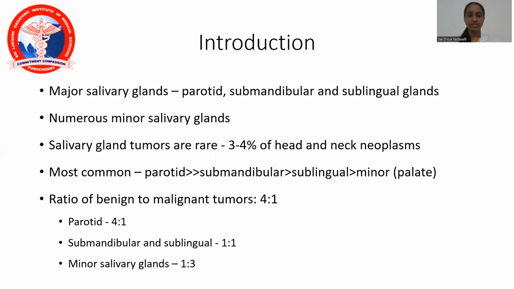Coming to the salivary gland tumor incidence, the most common region to see tumors is the parotid gland, followed by the submandibular, sublingual, and minor glands, especially in the palate. The ratio of benign to malignant tumors is 4:1 overall and in the parotid gland, but in the submandibular and sublingual glands, one can see a 50-50% incidence of benign and malignant tumors. While in minor salivary glands, the malignant tumors are much more common, with a ratio of 1:3 of benign to malignant tumors.